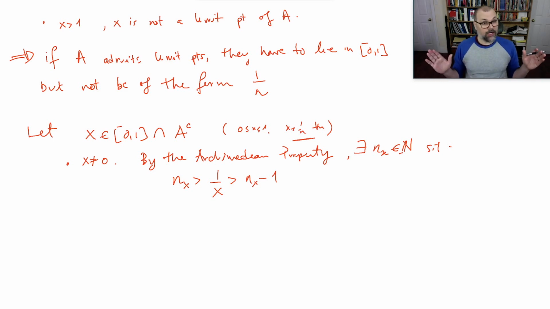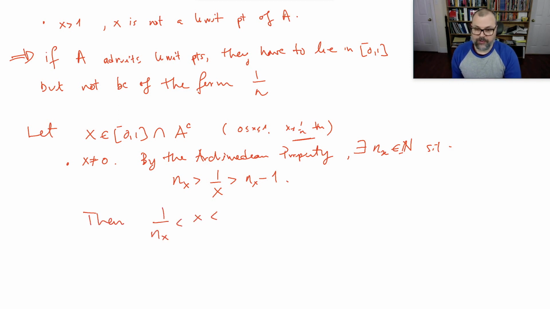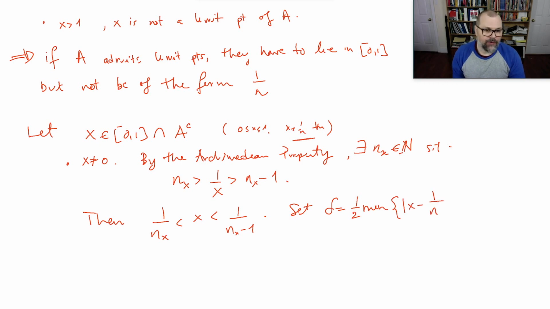It might be very large if x is small. At the very least, this is something that can be done by the Archimedean property. Then let's flip these around. 1 over nx is going to be smaller than x, which will be smaller than 1 over nx minus 1. I'll pick as a delta the following. It's half of the minimum of the following quantities: the distance between x and 1 over nx, or potentially x and 1 over nx minus 1.